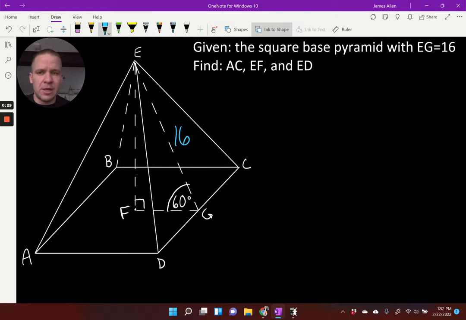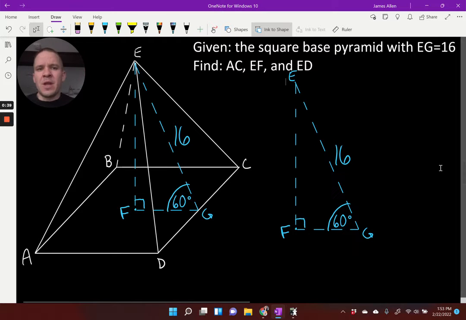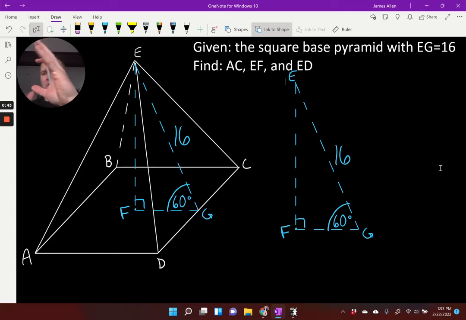So, first off, 60-degree angle and that 16. We have a right triangle. Perhaps I can work with that triangle within the square-based pyramid. Let's copy it out to the other side. All right, so I've got myself a triangle off to the side here. It often helps to take out your triangles from this three-dimensional figure and put them off to the side on a flat space, right?